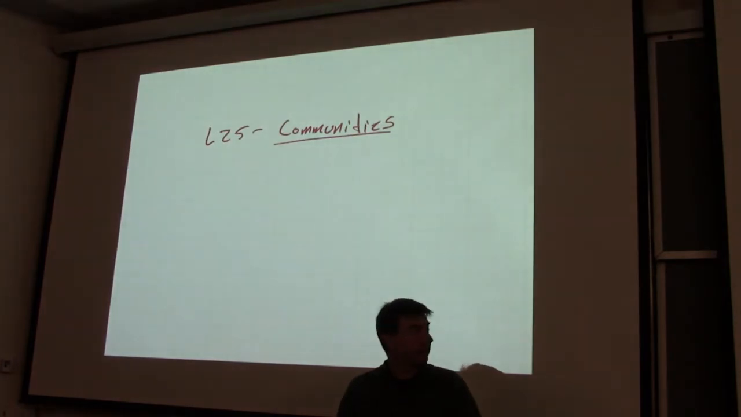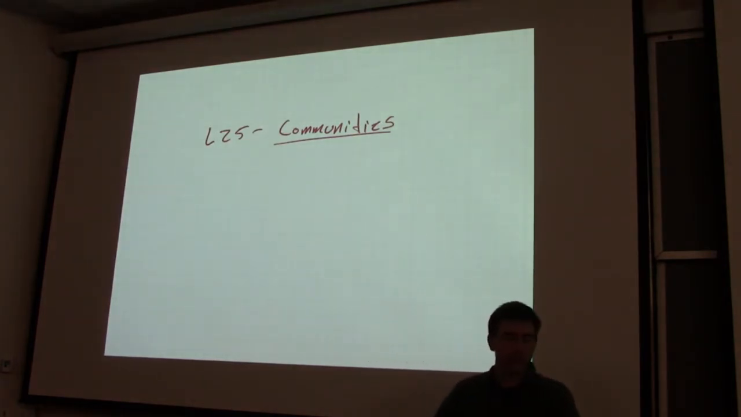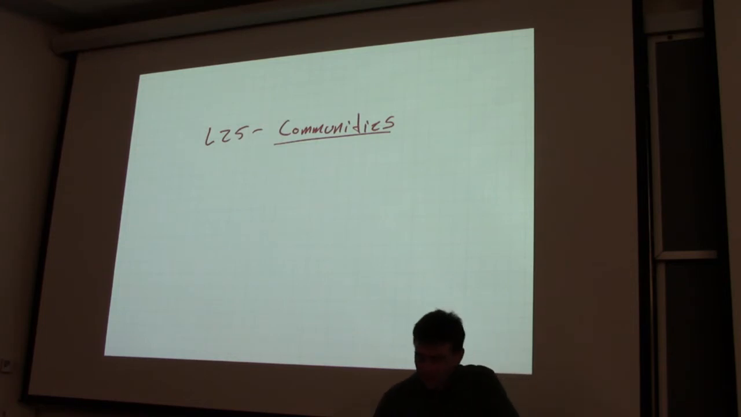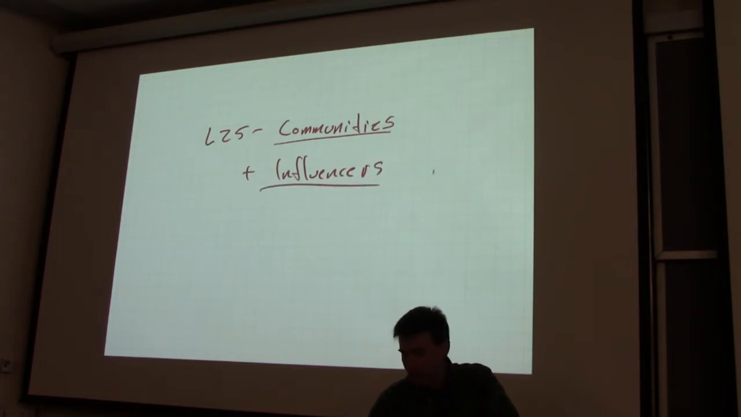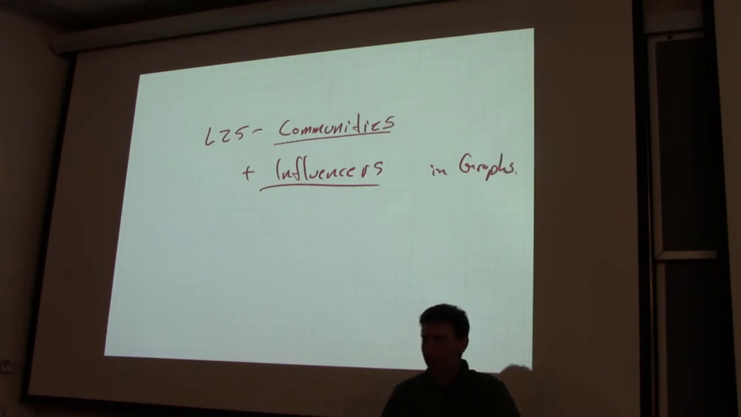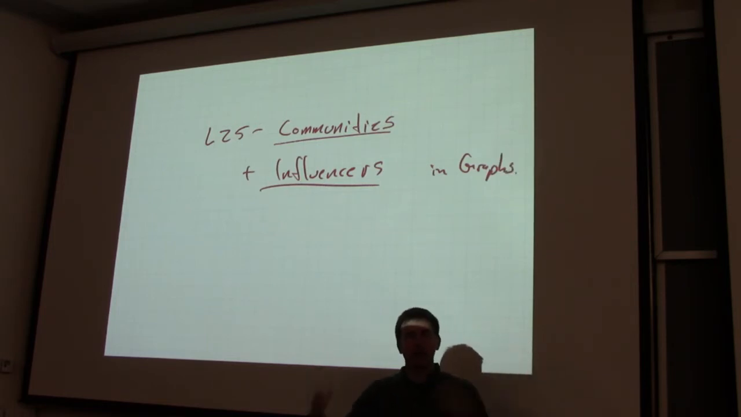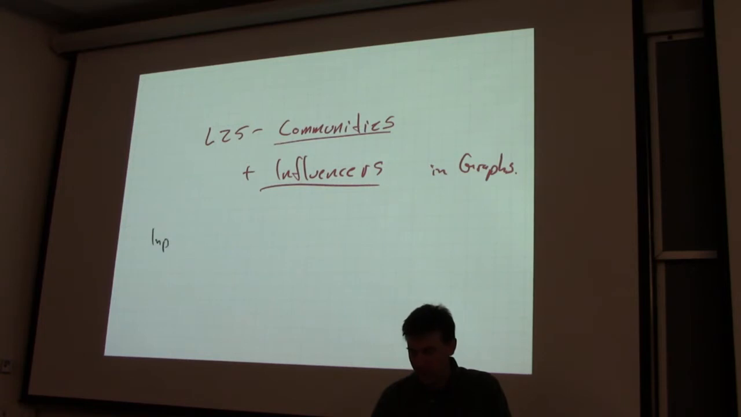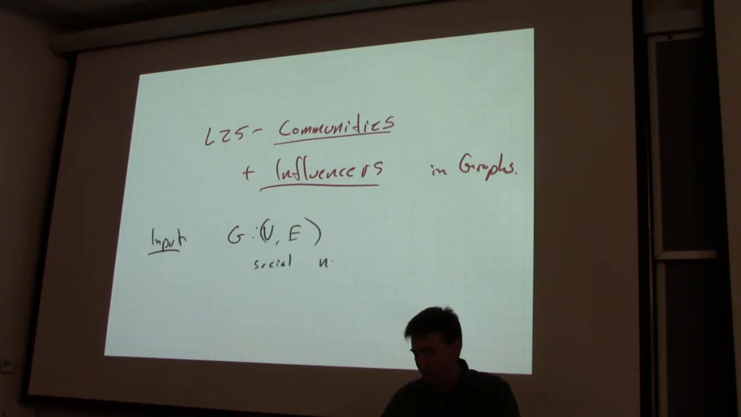All right, so today we're talking about structures of communities in graphs, and we'll also talk about some influencers, and these are in general in graphs, right? So kind of in general, typically the input to this will be a graph which will have some vertices and edges, but we'll often be thinking about this as a social network.